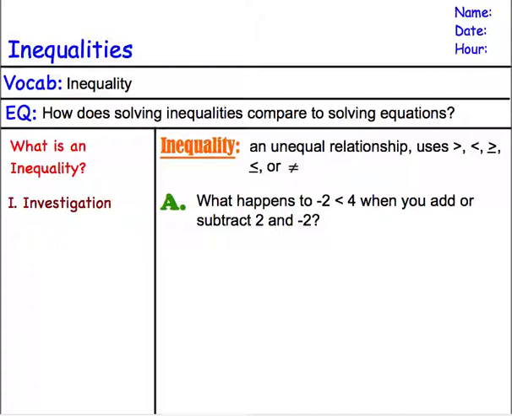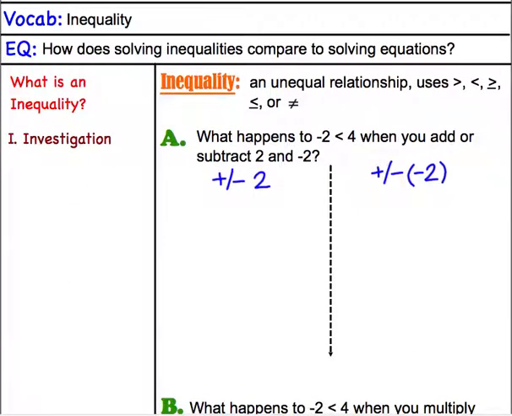So the first thing I want to do is just investigate a little bit so we can get our bearings of what happens to -2 is less than 4 when you add or subtract 2 and -2. So I'm going to start off here by dividing this down the middle, and I want to take a look here at adding and subtracting 2 and adding and subtracting -2.